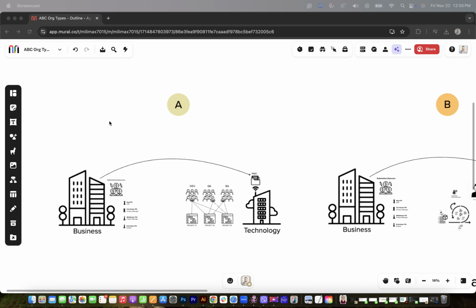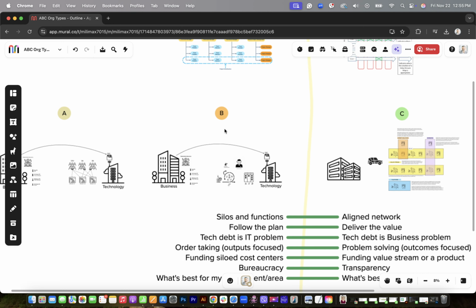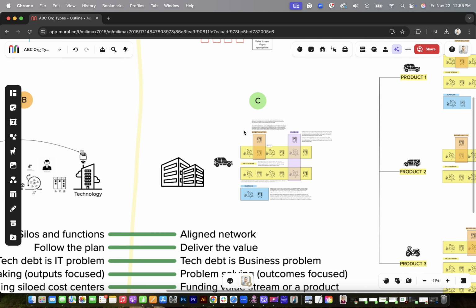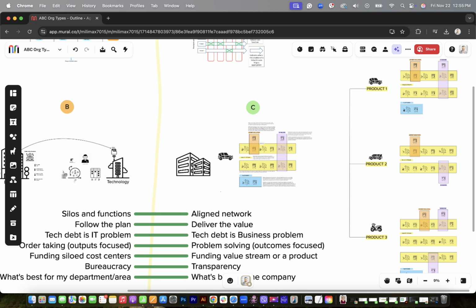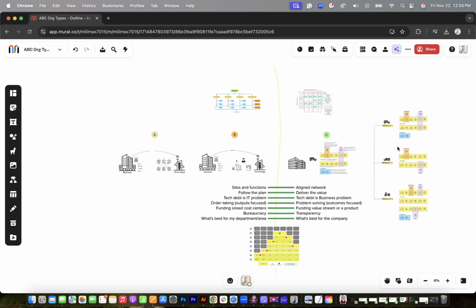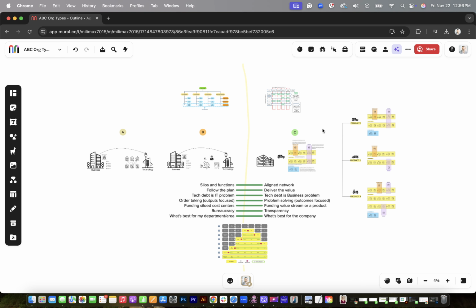A will be a type of matrix. This is your typical government agency. In B, we'll explore cross-functional teams in IT, but business is still working in a different way, and there's less alignment than in A. And C is more of a product-based or value stream-based type of structure. By understanding these approaches, you'll gain insights into how they impact collaboration, efficiency, innovation, and everything else. So let's dive into it.